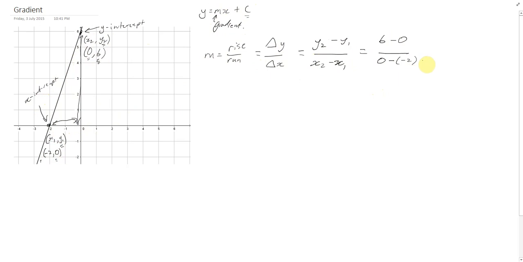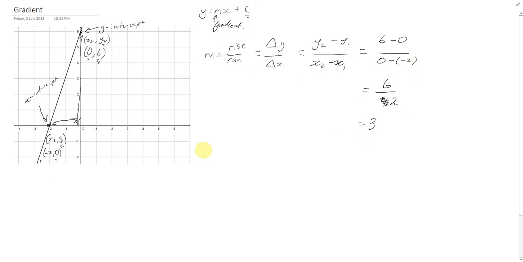Alright, so now we're up to just calculating this, which is 6 take away 0 is 6. 0 take away -2 is positive 2. Negative and negative make positive. And 6 divided by 2 is 3. So the gradient is 3 for this example over here.